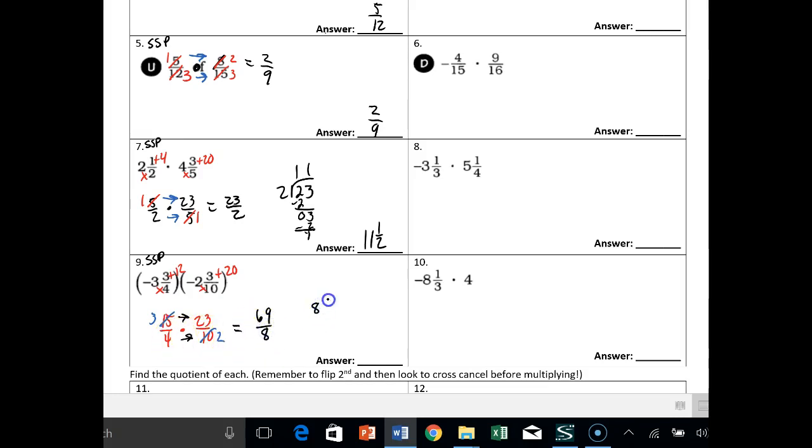And again, I want us to write this as a mixed number. So 8 goes into 69 8 times because that's 64. And then 69 minus 64 is 5. So 8 and 5/8. Right?